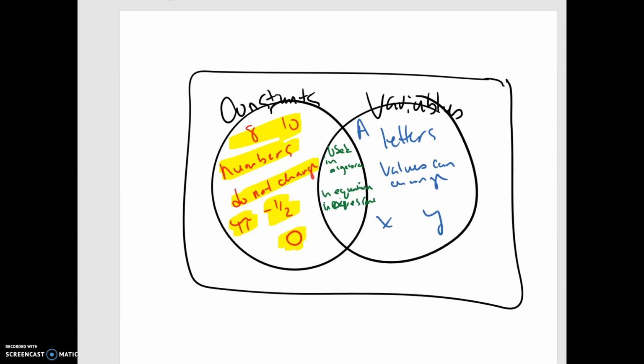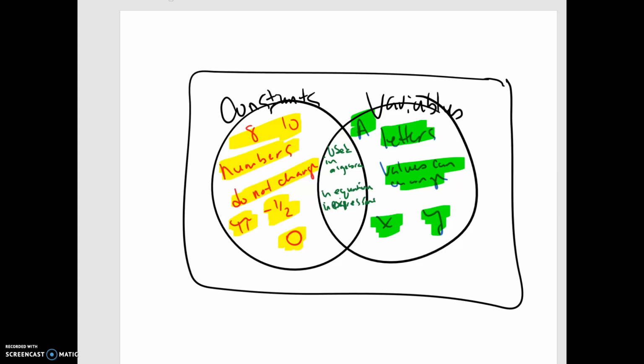Variables are things that can change. So the value, like x might sometimes be worth 10, sometimes negative 10. This might be worth 3, sometimes negative 3 others. We use letters to represent them. Sometimes there's capital letters like A for area, things like that, okay?